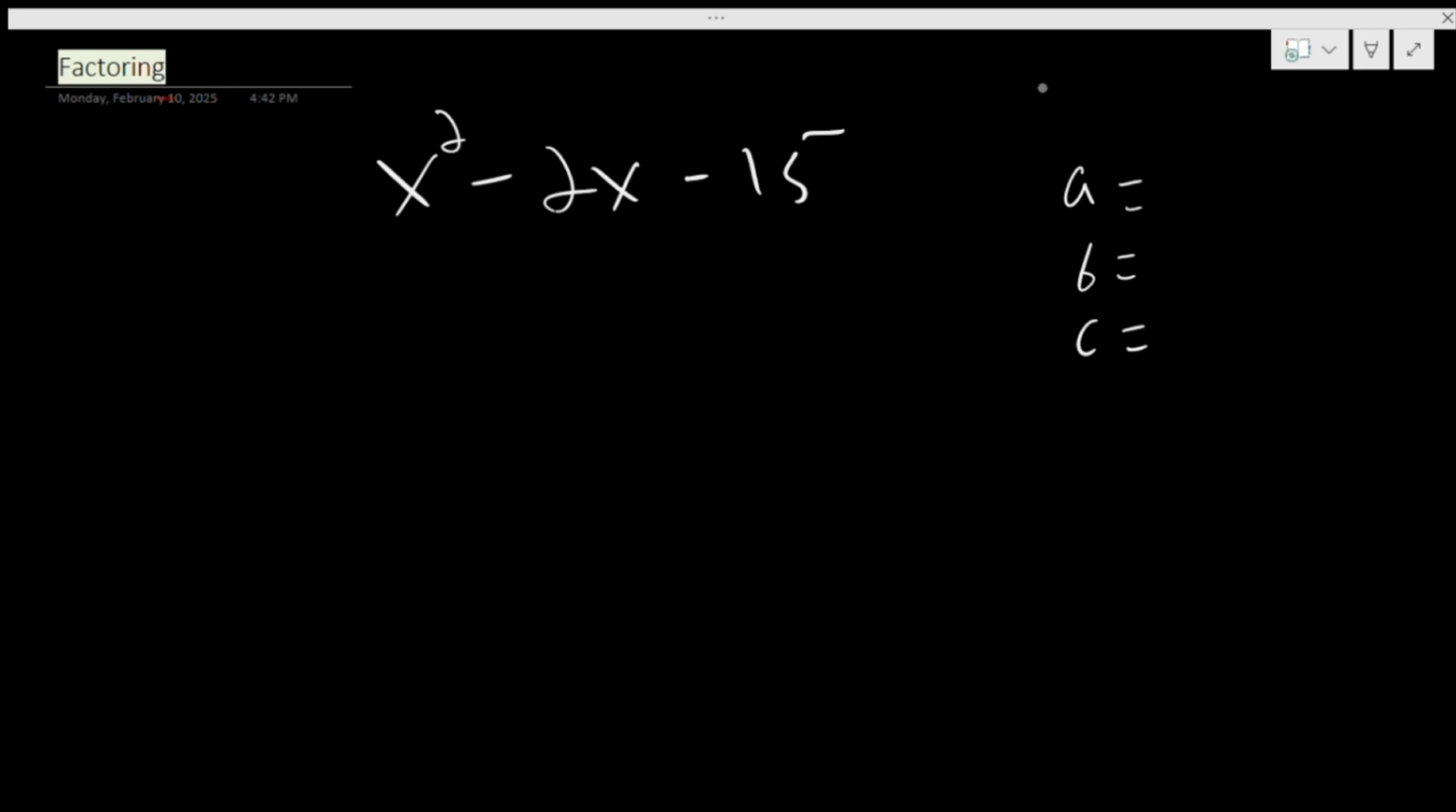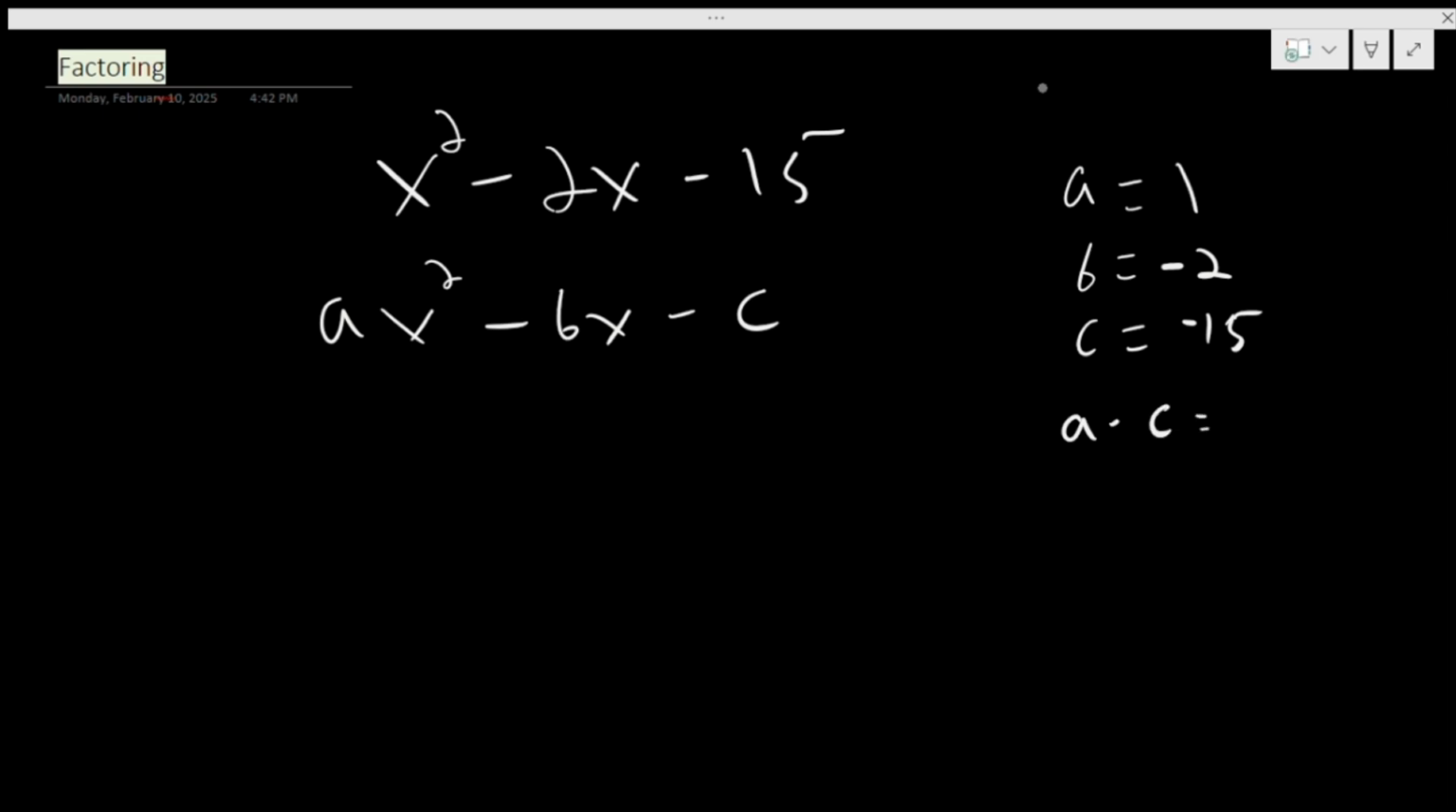Remember, a quadratic equation is just ax squared plus bx plus c. a is the coefficient of x squared, b is the coefficient of x, and c is the constant, or the y-intercept. So a is going to be 1, b is going to be -2, and c is going to be -15. Now we're going to multiply a times c.